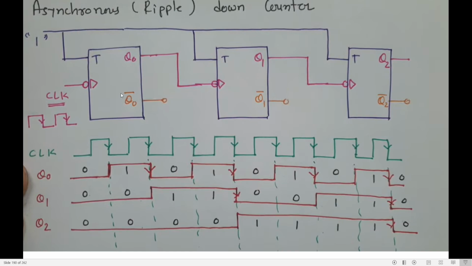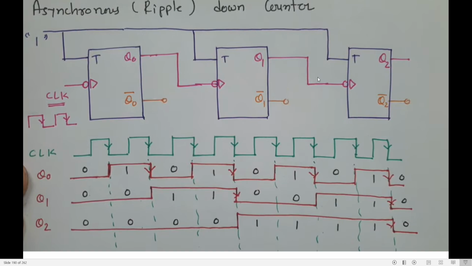So for Q naught, the clock is considered. For Q1, Q naught is considered as the clock. For Q2, Q1 is considered as the clock. This is how we get outputs at Q naught, Q1, Q2. This is the up counter. If they ask in the exam, explain the asynchronous up counter, draw this structure, draw this timing diagram. This is done. It is an asynchronous up counter.